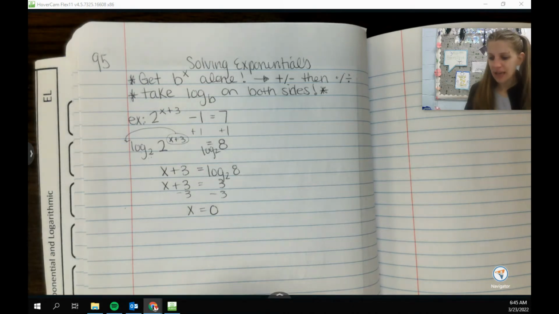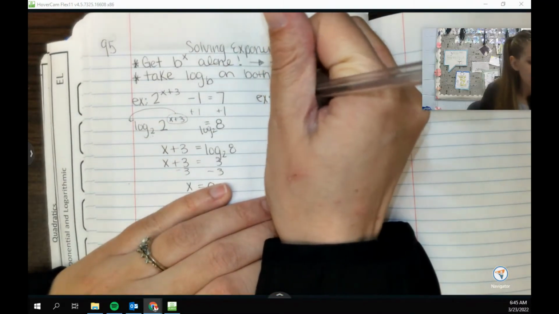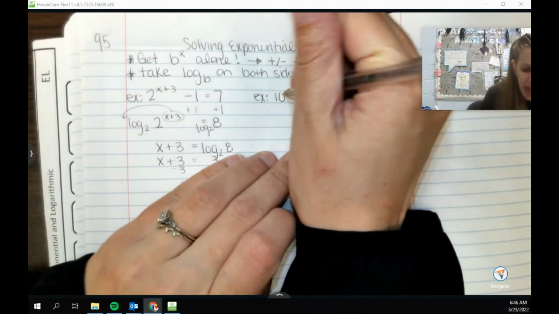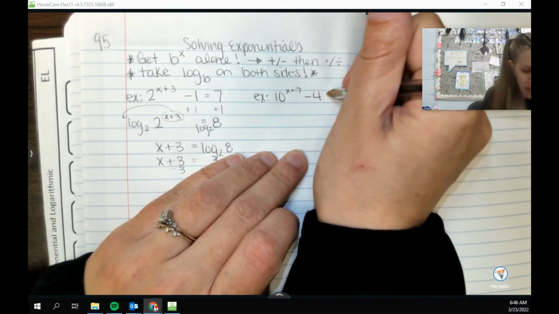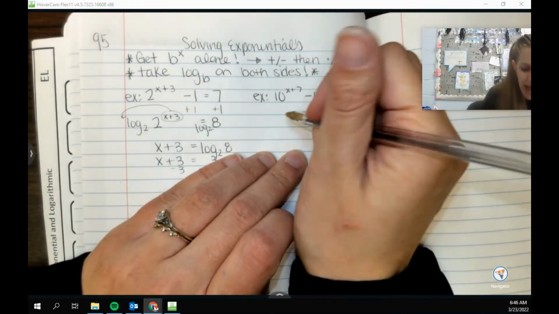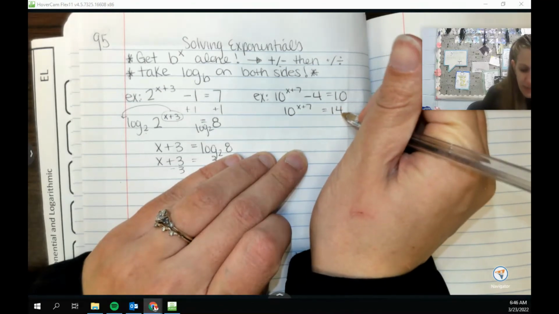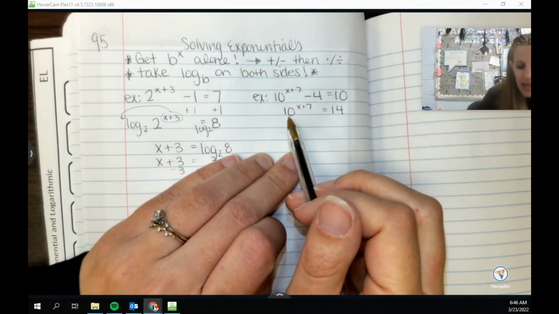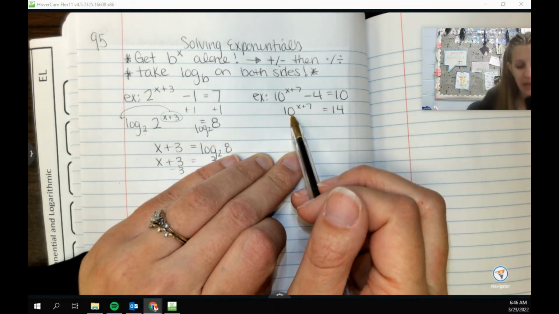All right, let's try a slightly weirder one. So for example, let's say we have 10 to the x plus 7 minus 4 equals 10. Okay, so a lot like that last one, we want to add our 4 over, so 14. And now my b to the x, so my exponent, is all by itself.